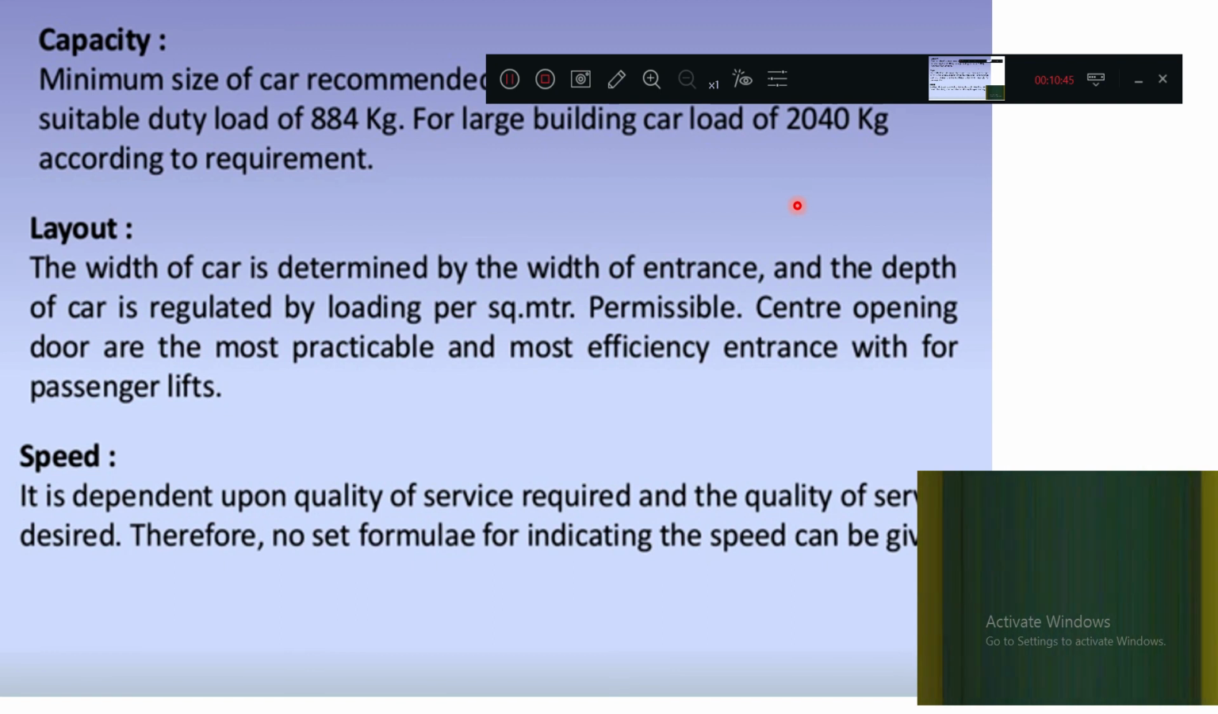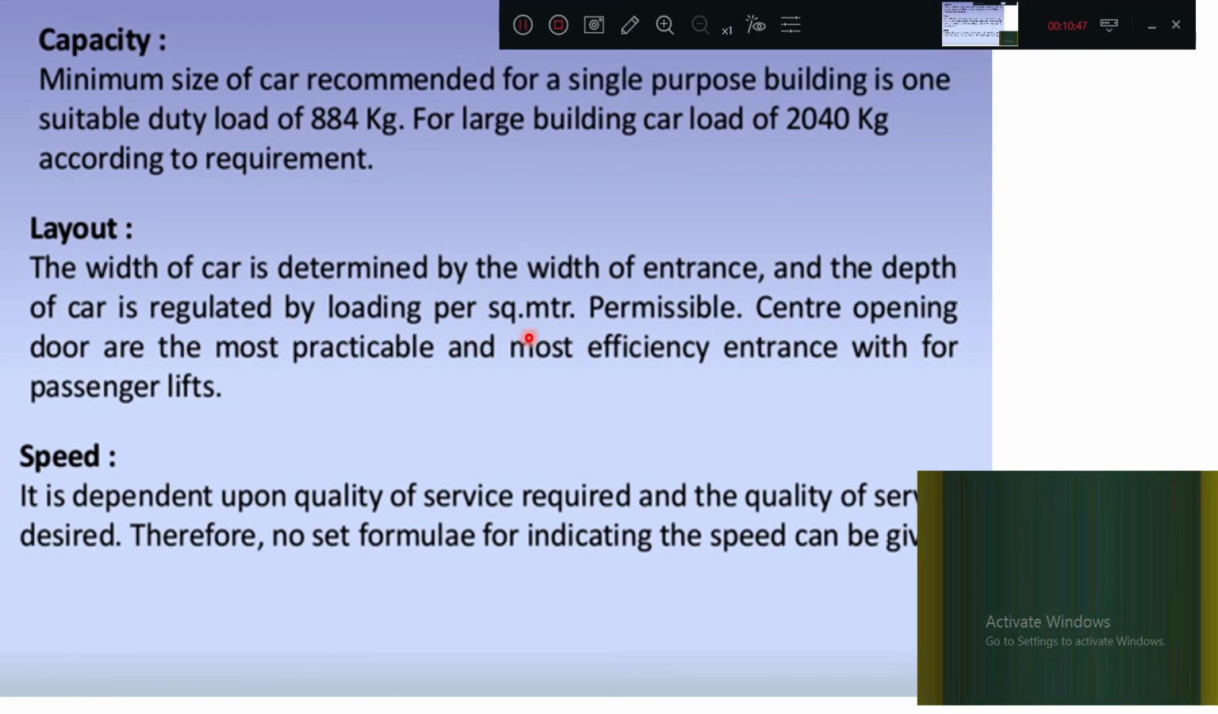So always we have multiple formulas to use, but the NBC code book has provided one simple solution. Assuming some data and calculating the H, it has given some standard ones. So the capacity, layout, speed, all are determined.